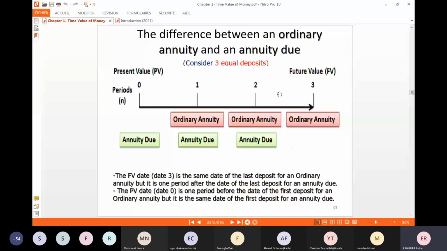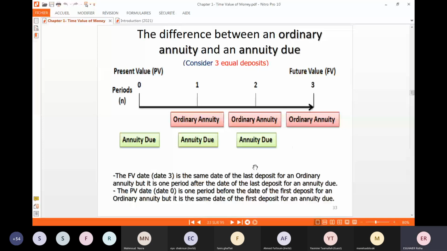Here, for example, when we take 3 equal deposits, if we start from 1, the last deposit will occur at the date 3: end of year 1, end of year 2, end of year 3. But if we start from the date 0, we still have 3 equal deposits. If the first one is deposited today, beginning of year 1, the second one will be deposited at the beginning of year 2, which is the date 1, and the last one at the beginning of year 3, which is the date 2.